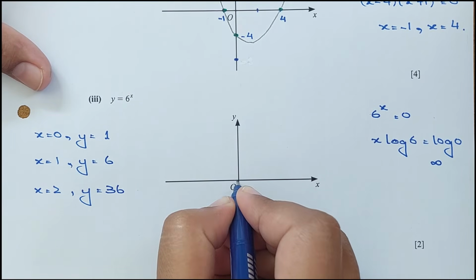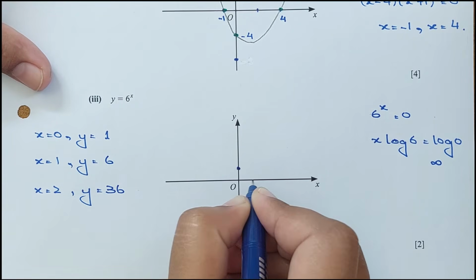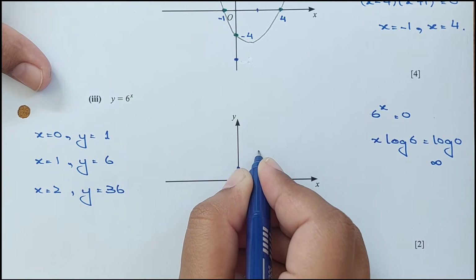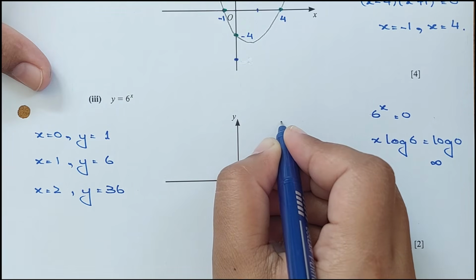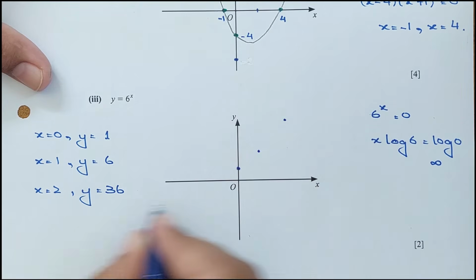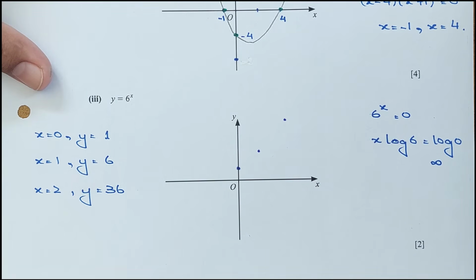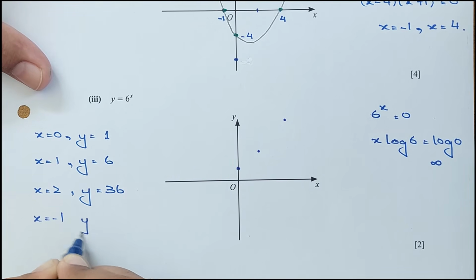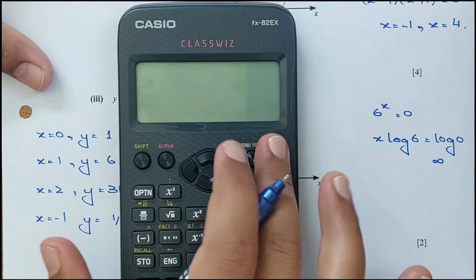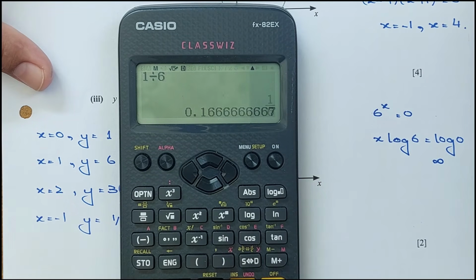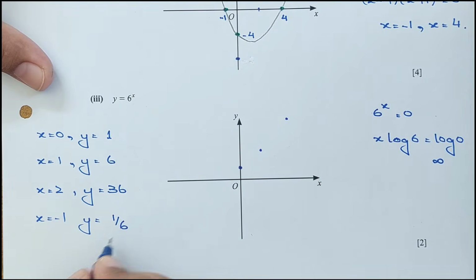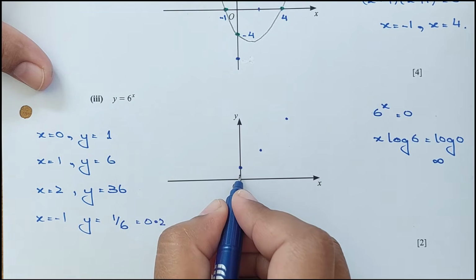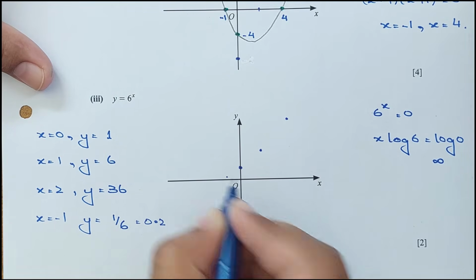At x equal to 0, the y value is 1. When x is 1, y value is 6. When x is 2, y is 36. So this is going to be the shape of the curve. For negative values as well, let me check. When x is -1, y is 1 by 6. And what is 1 by 6? 0.16, 0.2 we can take. Y is 0.2. Closer.